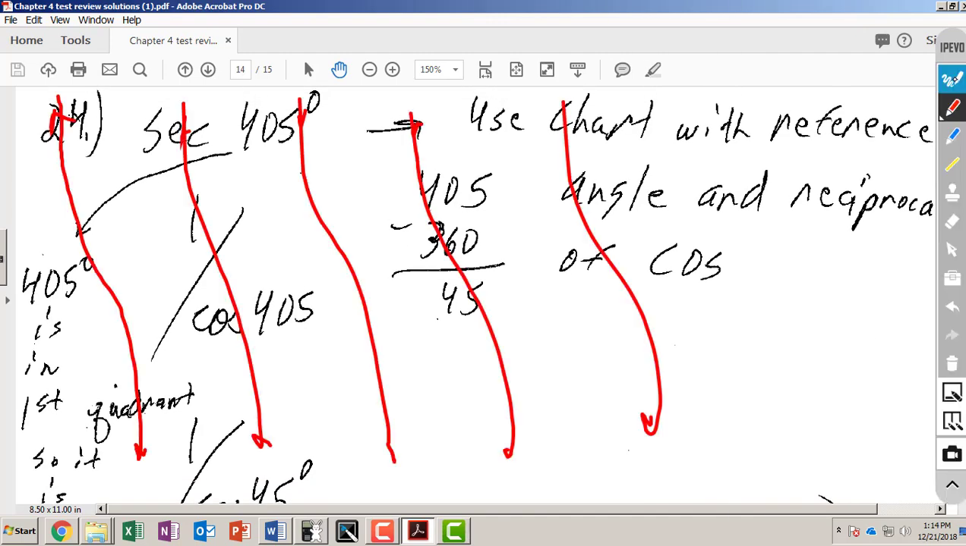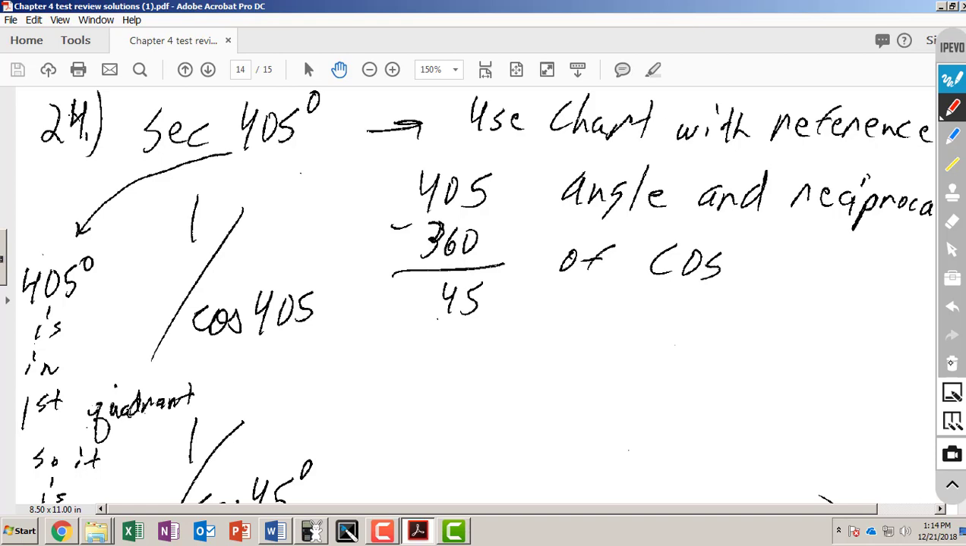Okay, on number 24, it says, find the exact value of the function secant of 405 degrees. So remember, anytime that you read the words exact value, that means it comes off your chart. To find it on my chart, I'm going to have to find the reference angle. So the very first thing I do is find its reference angle. I take 405 minus 360 and I get 45. So that is my reference angle.